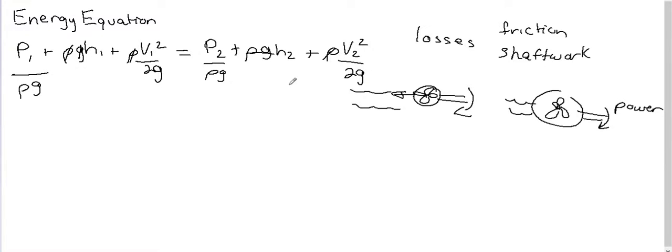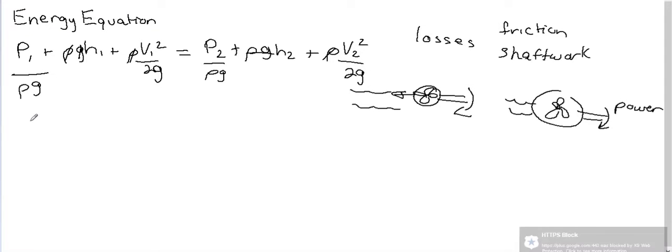Now if you look at every single term here, we call this being in terms of head, and every single term has units of distance, in this case meters. If you were to work out all these units, you would get meters out of it. Height, of course, is just meters. Velocity squared divided by 2g, you'll get meters out, and so forth. So this is now written in terms of head.